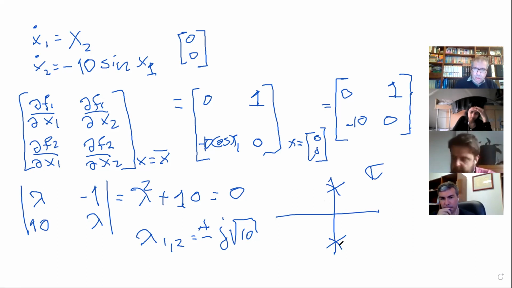So what is the conclusion about stability of the nonlinear pendulum about the down position? We can't conclude anything, because the eigenvalues are on the imaginary axis. No conclusion.